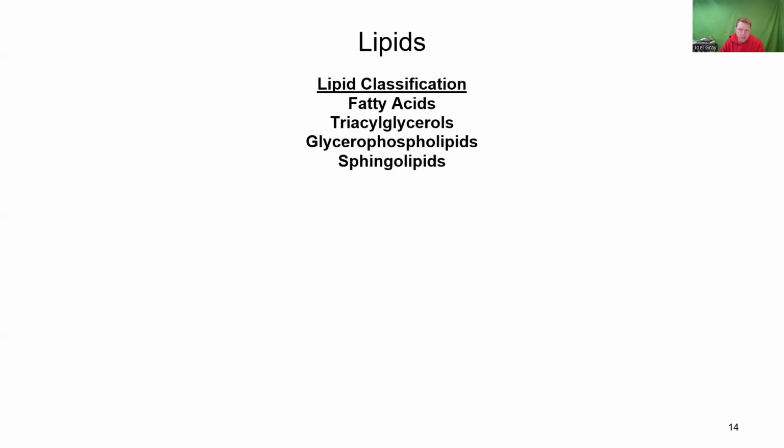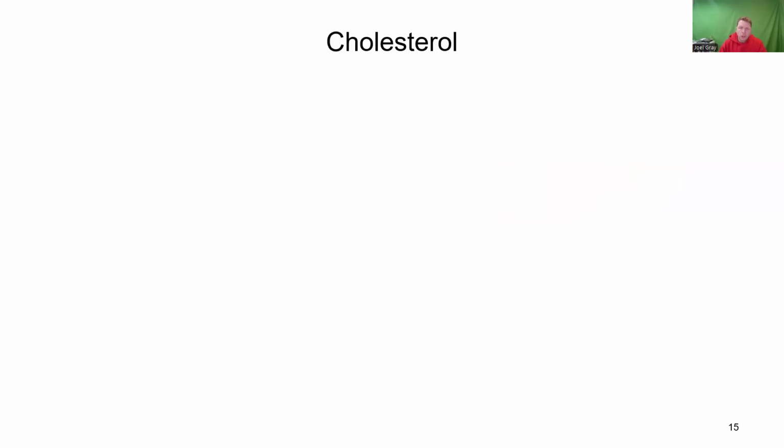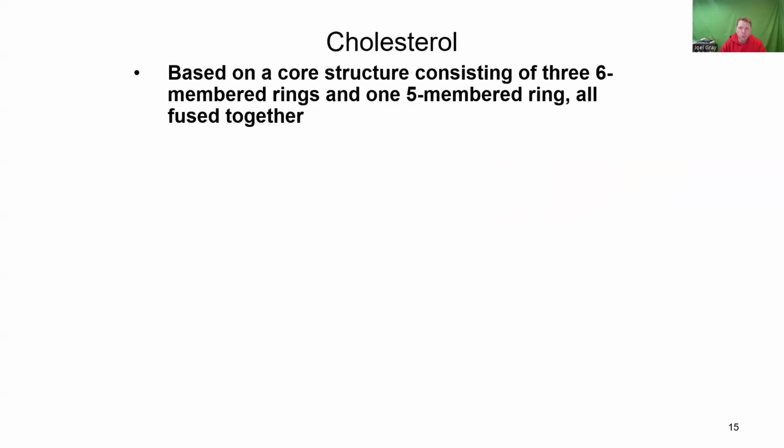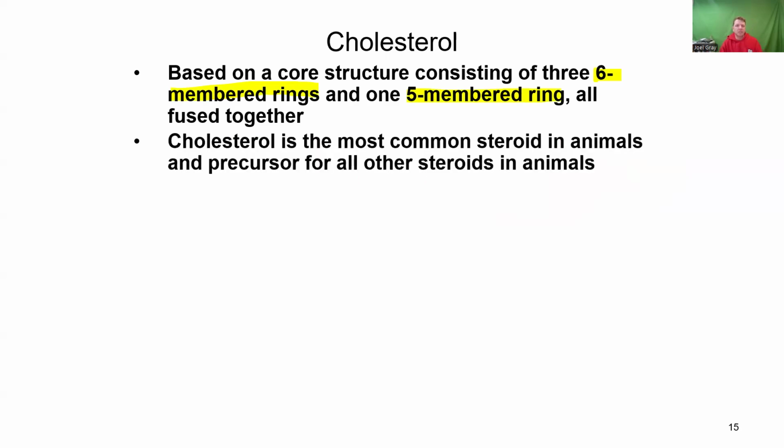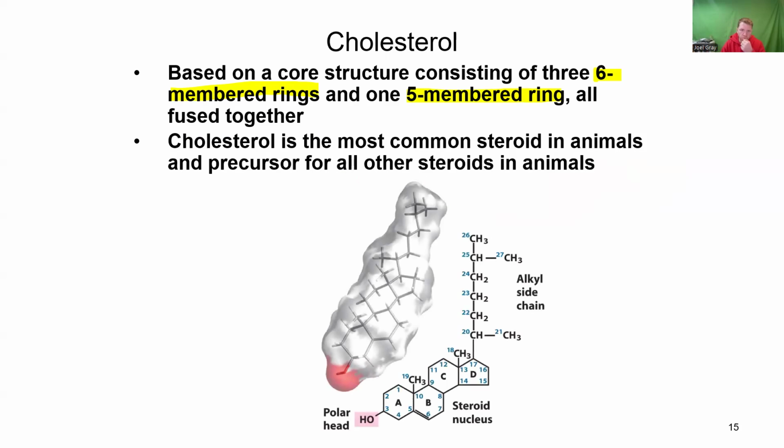Now, lipids have all these different classifications, and the last of which is your steroids. I bring up steroids because they are important for digestion of fats. So, cholesterol, for example, is a molecule that consists of three six-membered rings and one five-membered ring. These are all fused together. And cholesterol is the most common steroid in animals and the precursor for lots of other steroids in animals. Here is your general structure for a steroid or for cholesterol.